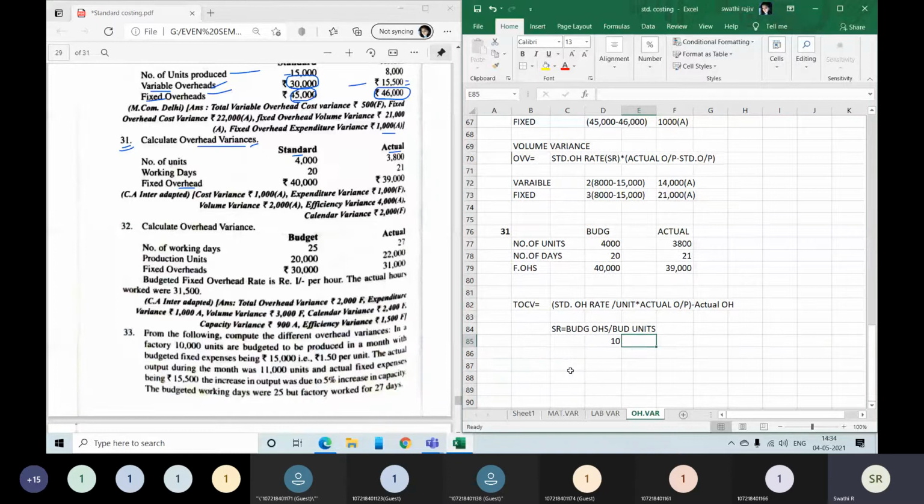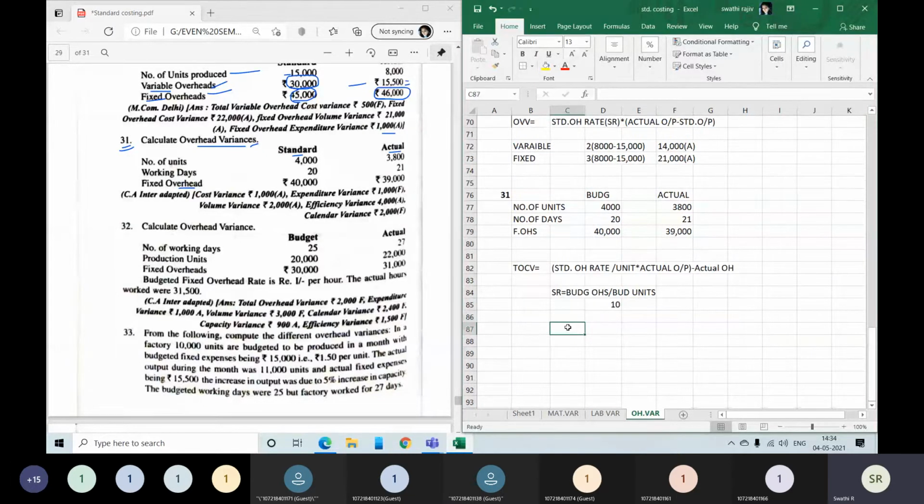Now we can apply the formula. It is fixed overhead only, so we don't have to check whether it is fixed or variable. Applying the formula for cost variance: standard overhead rate 10 into actual output, 3,800, minus actual overhead, 39,000. That is 1,000 adverse.